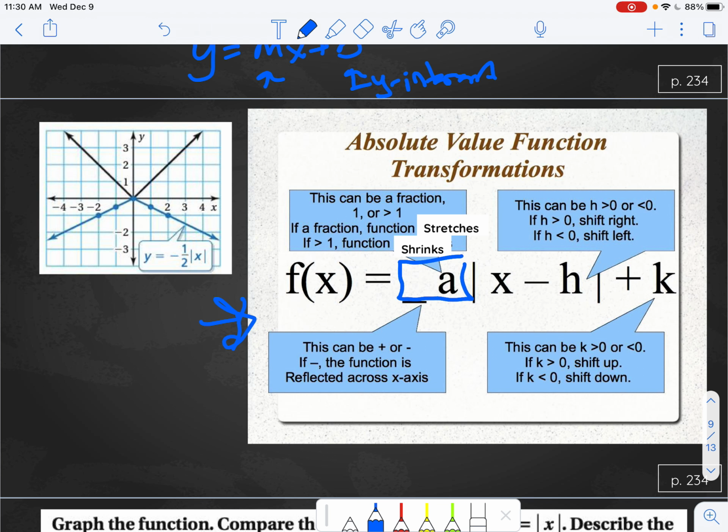When we have a number out front of our absolute value sign, like right here, as we saw, this can be a fraction, it could be 1, or it could be greater than 1, so any number. If it's a fraction, that means the function stretches. Okay? So remember, this front number represents our slope, just like with y equals mx plus b. So if it's a fraction, then instead of just being the slope of 1, it will stretch it out.